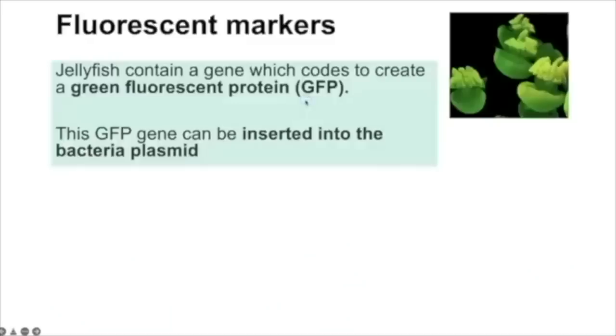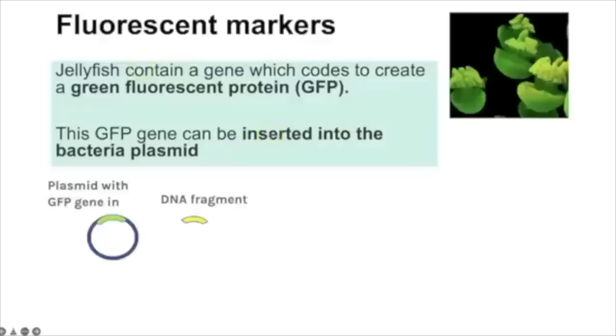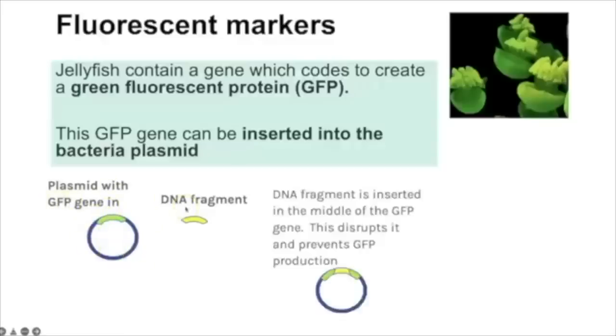And that is how we use those antibiotic resistant marker genes. Now a similar idea is using the fluorescent gene markers, and GFP, which is green fluorescent protein, is a gene that naturally occurs in jellyfish and it can create this protein that fluoresces. So the same idea again, you can have a plasmid which has the gene for GFP and we then have our DNA fragment. We deliberately insert the DNA fragment in the middle of the GFP gene. So that means any bacteria that take up the plasmid with the DNA fragment in will no longer fluoresce.